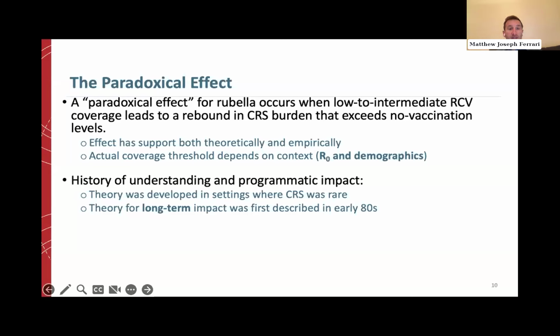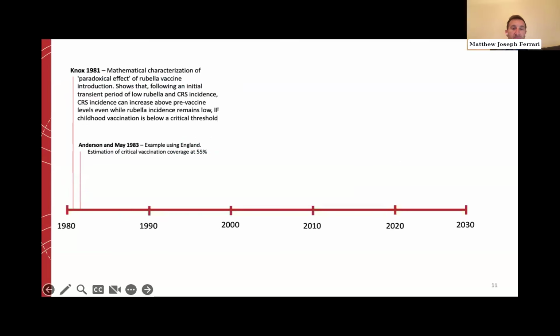The theory was first developed in settings where CRS was relatively rare because rubella was broadly circulating. And the theory for the long-term impact on CRS was developed in the 1980s. And so what I want to do is just step through a little bit of the time course and history of how this arose.